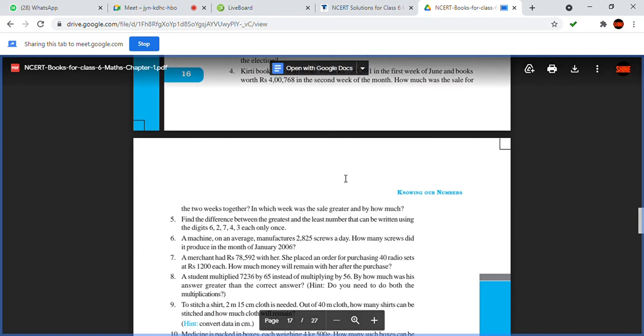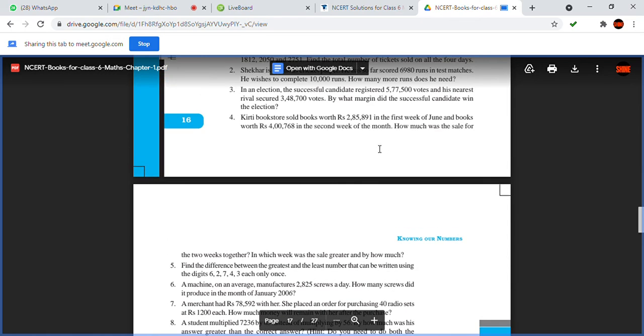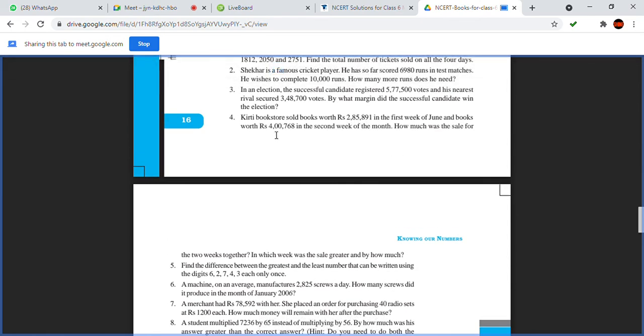Second week. Because in first week only 2 lakh something, but in second week we can see 4 lakh.